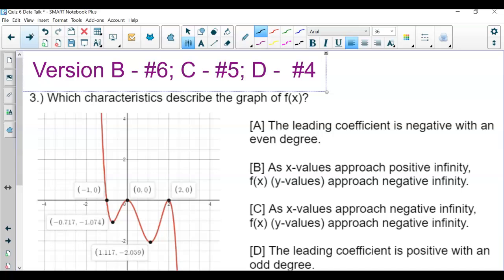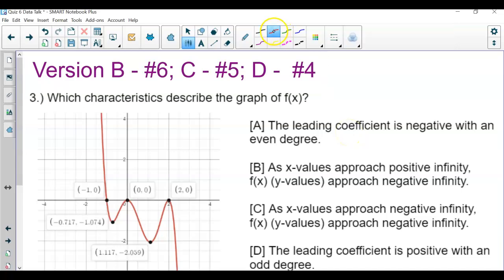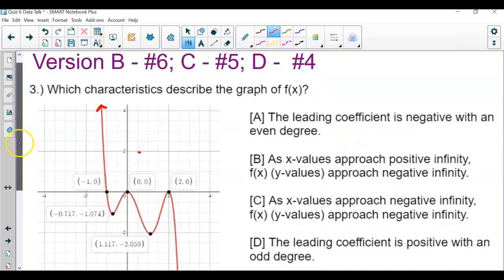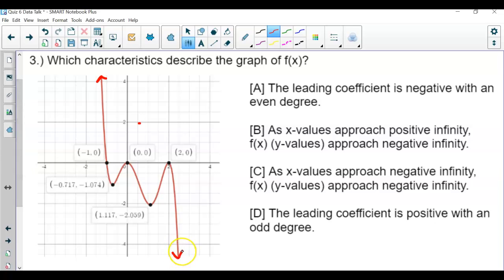Question number 3. So here's our graph. The leading coefficient is negative. Well, let me connect my ends for this graph. So the leading coefficient is negative with an even degree. Well, I notice that this degree, if I'm going 1 and 1, is not even, this is odd. So I'm going to mark off A.